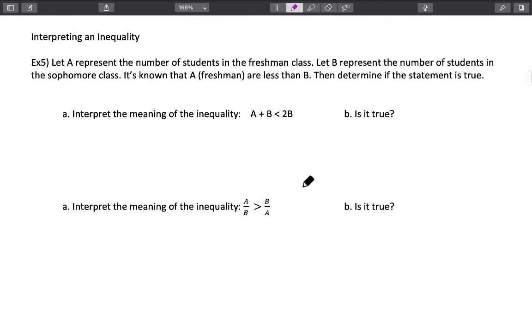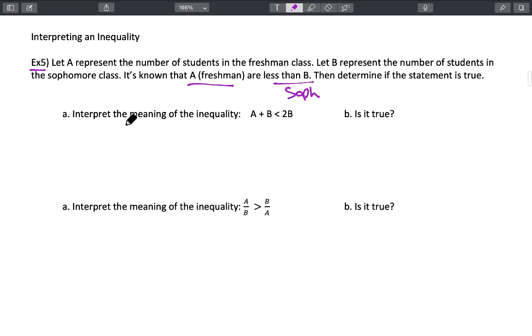All right, let's talk about interpreting an inequality. Example 5 says, let A represent the number of students in the freshman class, and B represent the number of students in the sophomore class. It is known that A, the freshman student number, is less than B, the sophomore student count. All right, determine if the following statements are true.